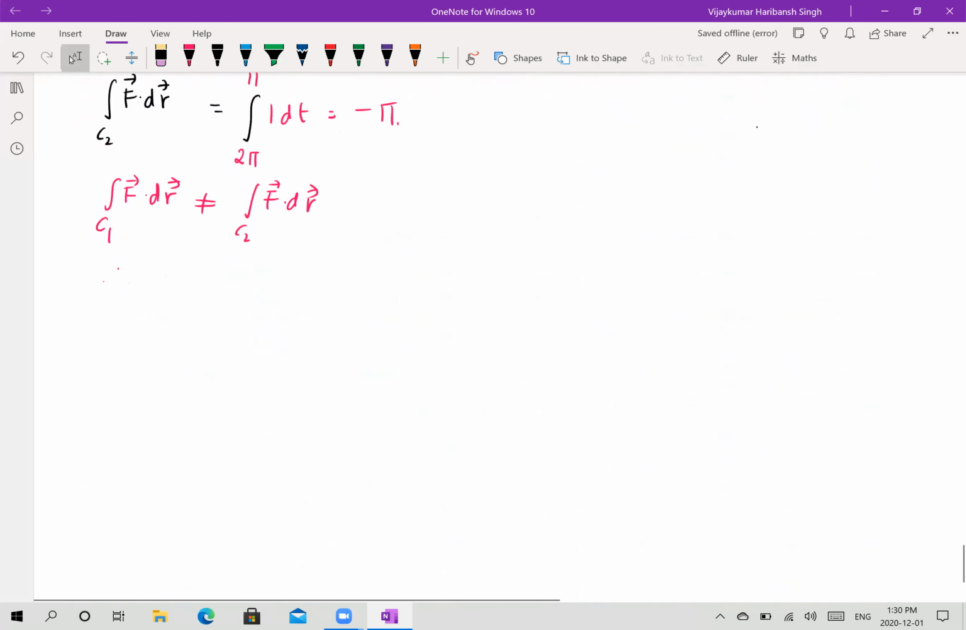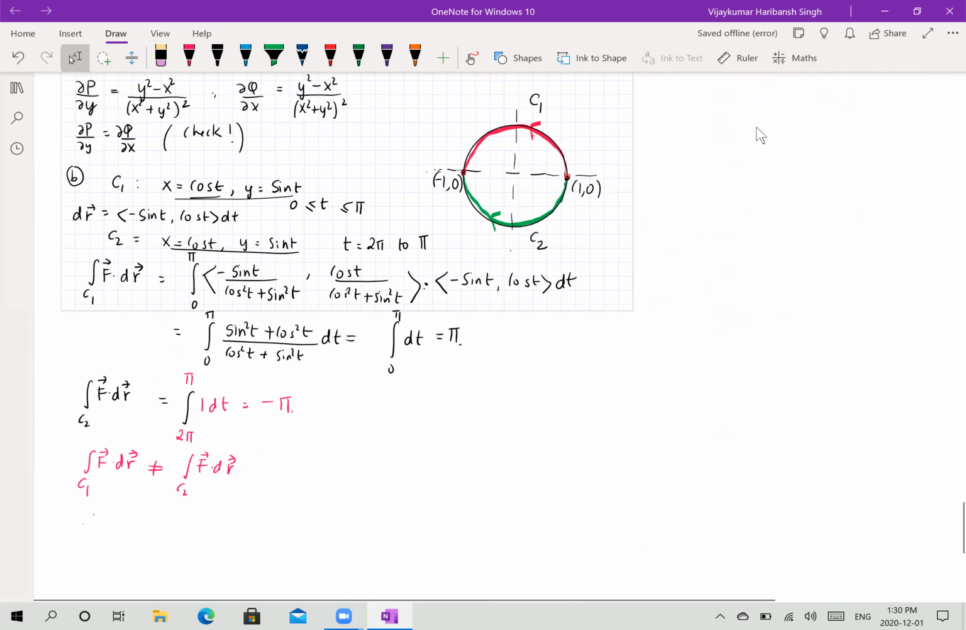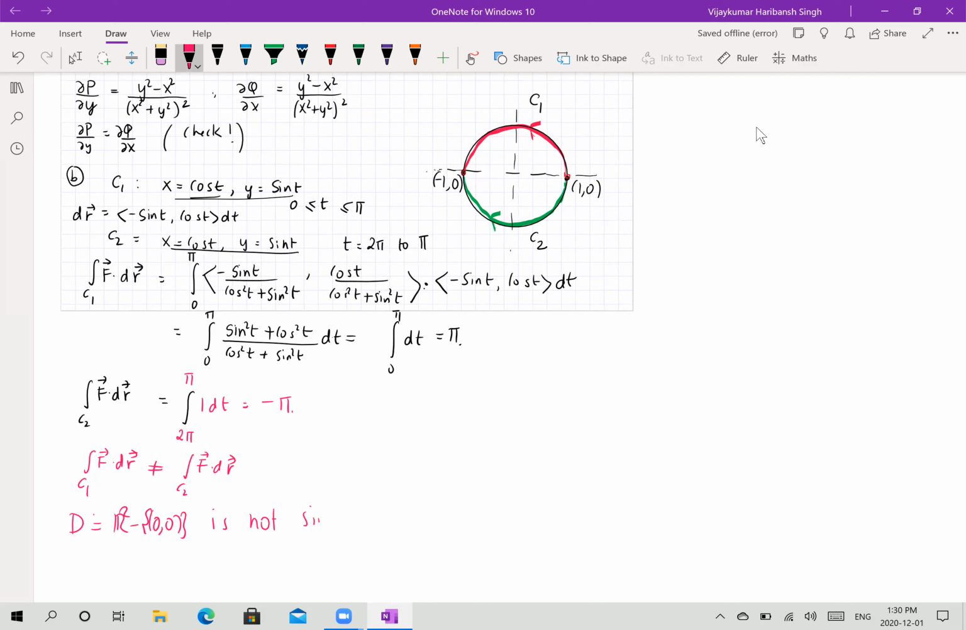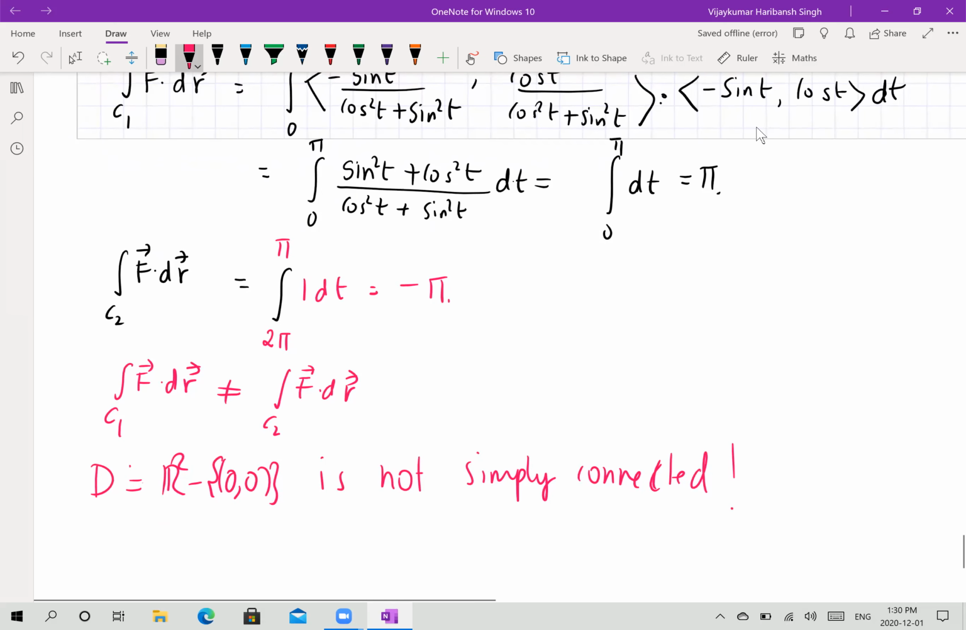So why did this happen? D equals R² minus (0, 0) is not simply connected. So hence we got, therefore F is not conservative on D.